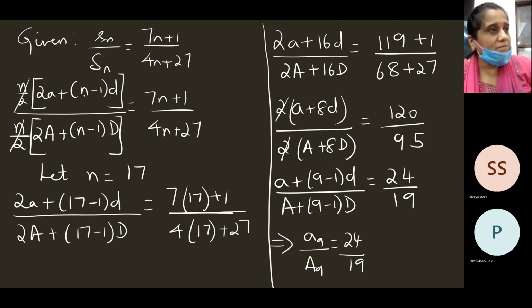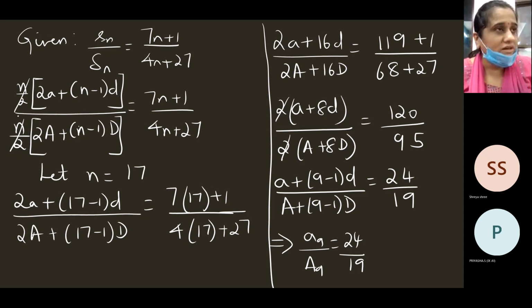Sn by capital Sn is equal to this ratio, 7n plus 1 by 4n plus 27. So how do we expand Sn? n by 2 of 2a plus (n minus 1) d, all small letters, divided by n by 2 of 2 capital A plus (n minus 1) into capital D, is equal to 7n plus 1 by 4n plus 27. n by 2 gets cancelled.